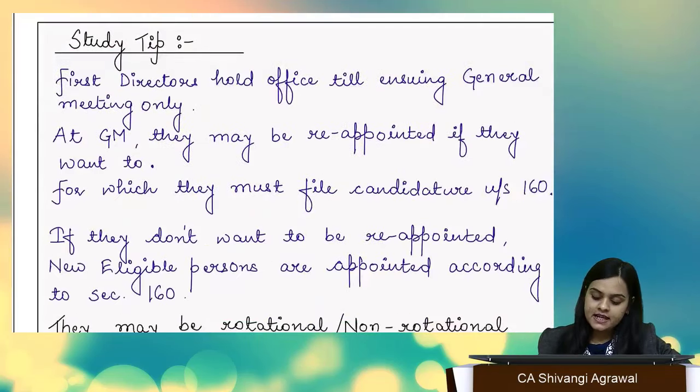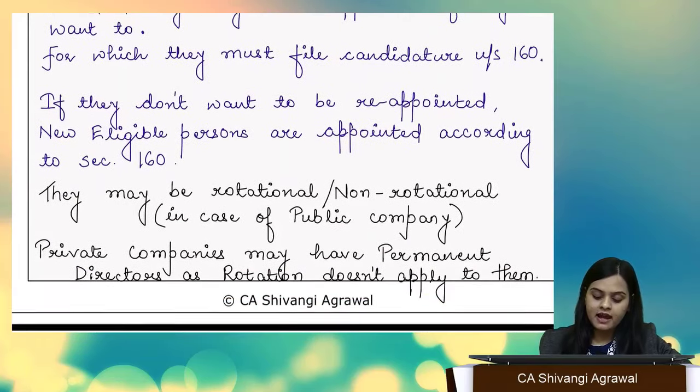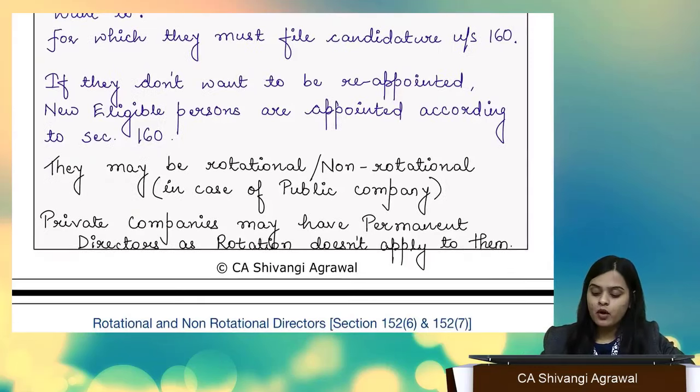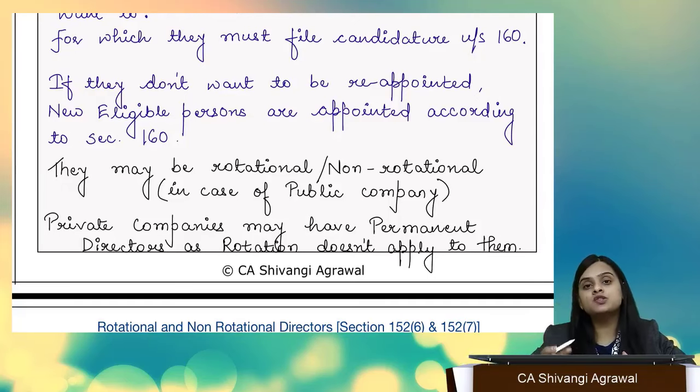First directors are going to hold office till the ensuing general meeting, and after that they can be reappointed or they may leave. If they want to be appointed again, they have to give their candidature. Because for appointment in general meeting, how is appointment at general meeting going to happen? When you give your candidature under section 160, your name is proposed and in the general meeting, the shareholders pass an OR and appoint you as a director. So now that is going to happen.